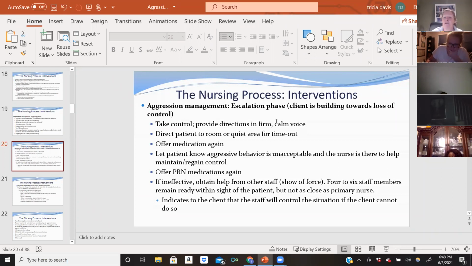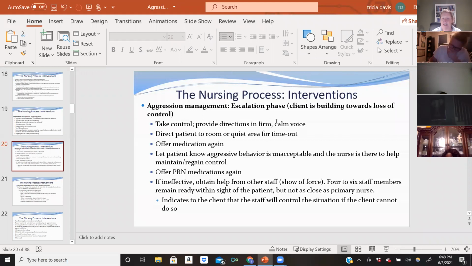So now we have to take a little bit more control. We have to direct that patient to a room or a quiet area for a timeout, and again, offer those PRN medications. We want to firmly let the patient know that their aggressive behavior is unacceptable, but that we are there to help them maintain and regain control again.